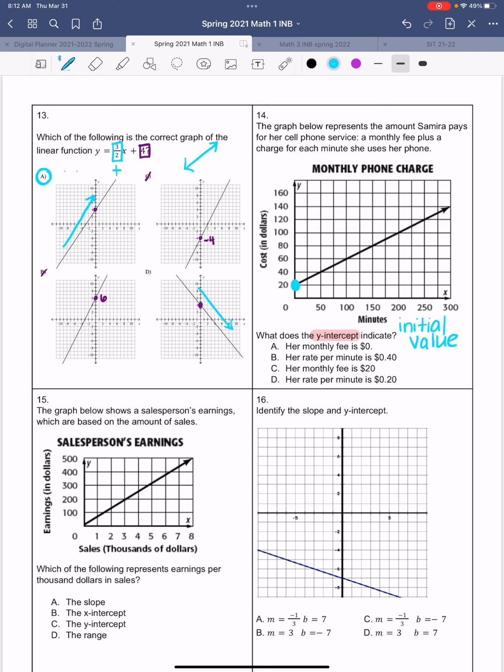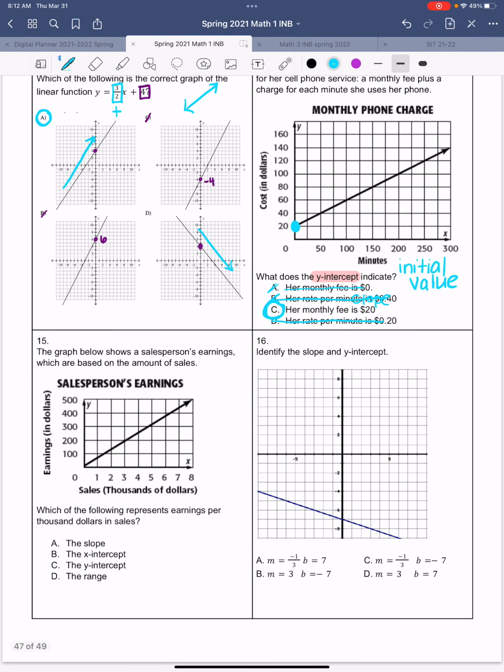So A says her monthly fee is $0, so that's not correct. Her rate per minute is 40 cents, so that's actually going to be the slope. So per minute is the slope. That's not right. Her monthly fee is $20, or her rate per minute is 20 cents. That's the slope again. So based off of what we're looking at, she's going to pay a one-time fee of $20, which is C.